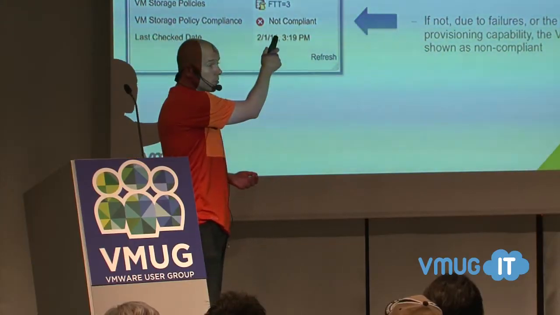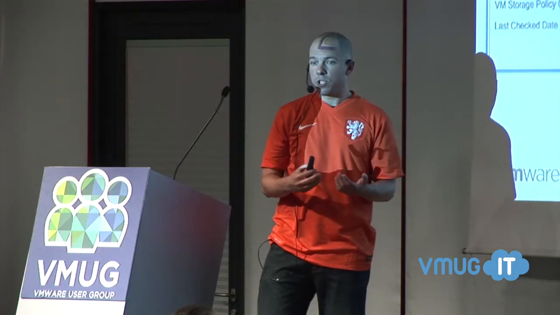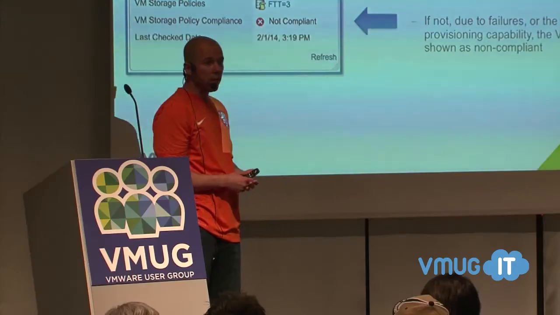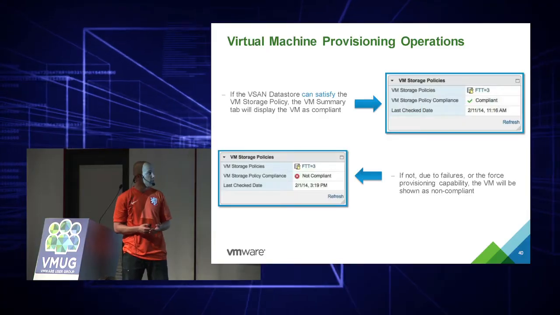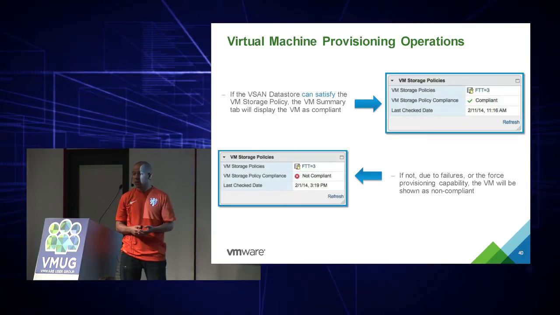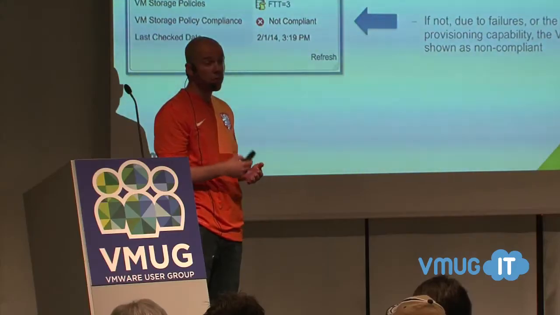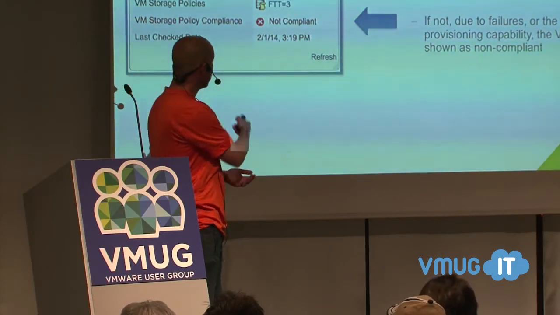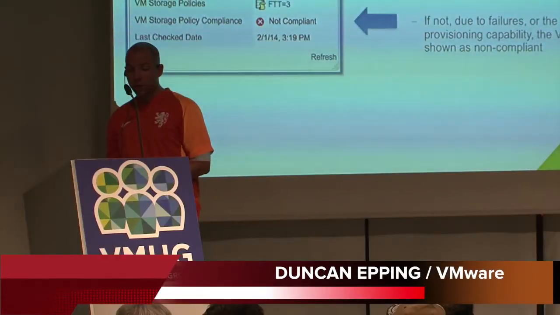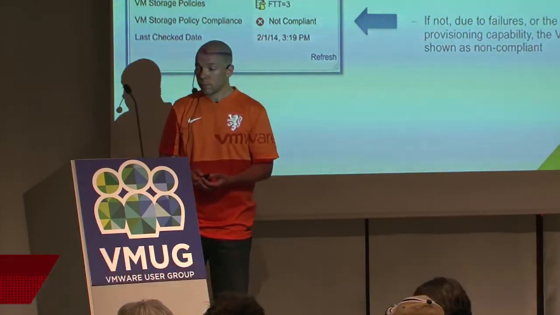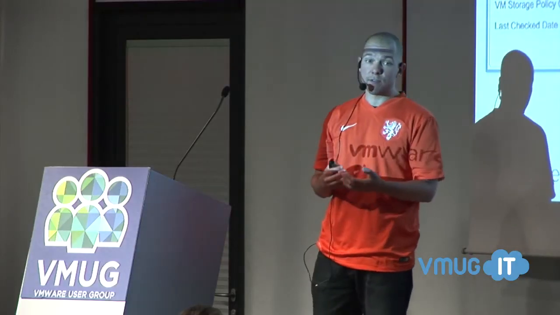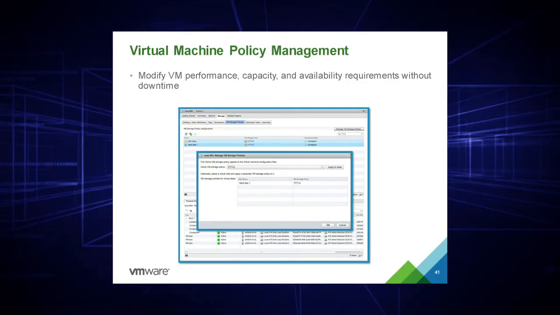Now, hopefully, you will see the screen up on the top right, which says virtual machine is deployed and it's compliant. If for whatever reason a virtual machine is deployed and it's not compliant, or something has gone wrong during the provisioning itself, and you had, for instance, forced provisioning, which I just mentioned, enabled, you will see a not compliant warning on your virtual machine summary screen, which basically tells you need to look at your cluster and fix the issues you have as soon as possible.